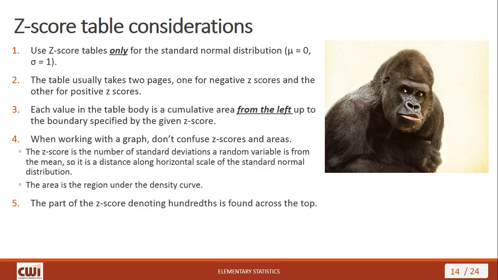Finally, the part of the z-score denoting hundredths is found across the top. So the z-score is actually separated out into two parts. One part appears along the side. That's everything but the hundredths part. And then the hundredths part is listed up across the top of the table.